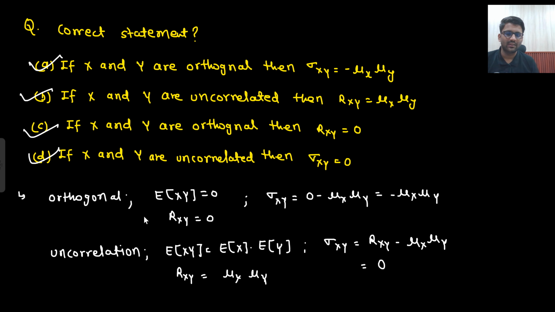Very simple it is. Just remember the condition. Orthogonal: expectation of xy is equal to 0. Uncorrelation: expectation of xy is equal to expectation of x dot expectation of y. That's it. Job done, right? So yeah, this is the end of this lecture.